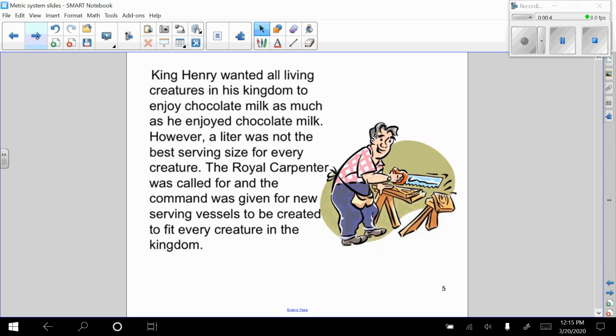King Henry wanted all living creatures in his kingdom to enjoy chocolate milk as much as he enjoyed chocolate milk. However, a liter was not the best size for every creature. The royal carpenter was called for, and the command was given for new serving vessels to be created to fit every creature in the kingdom.